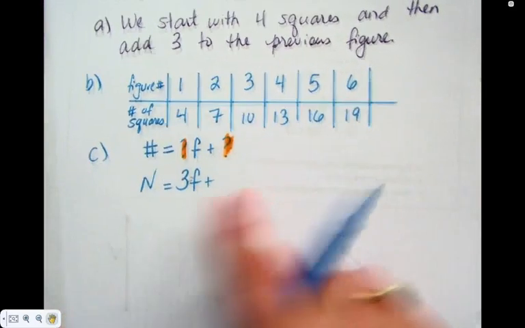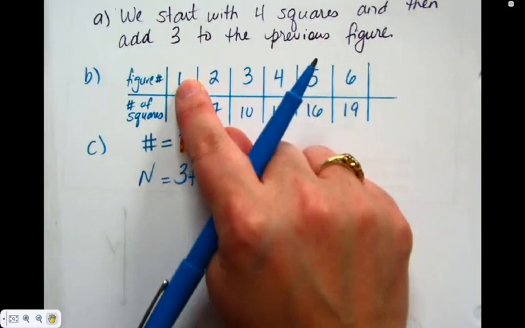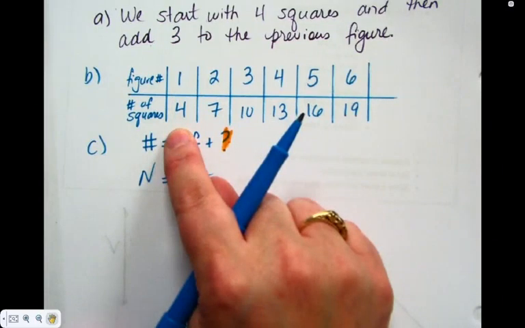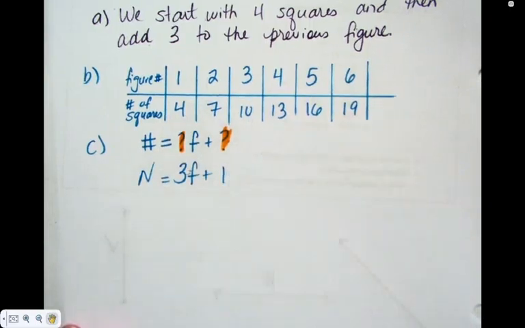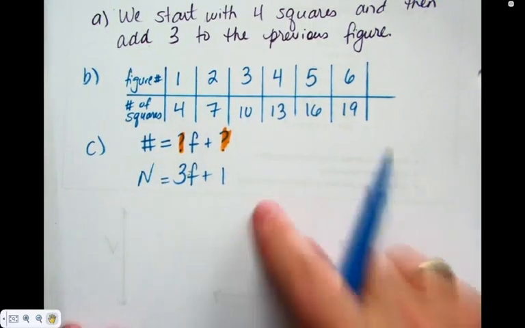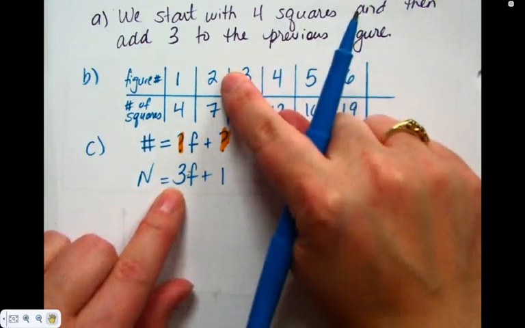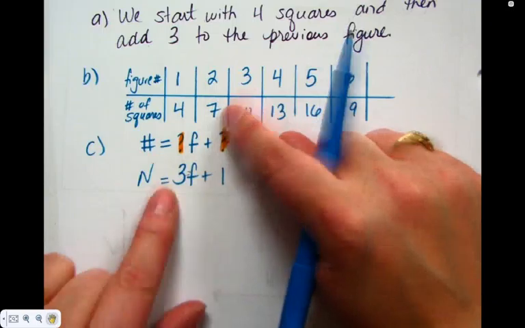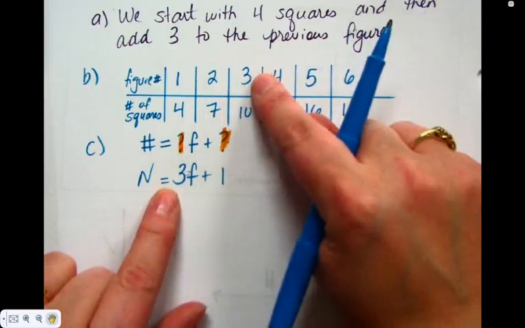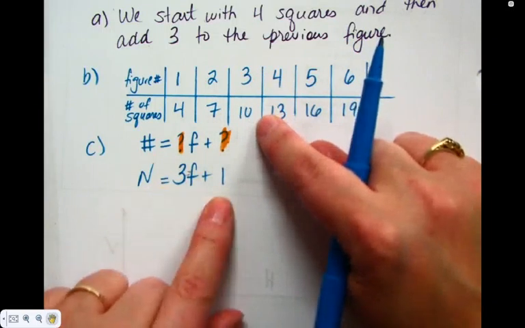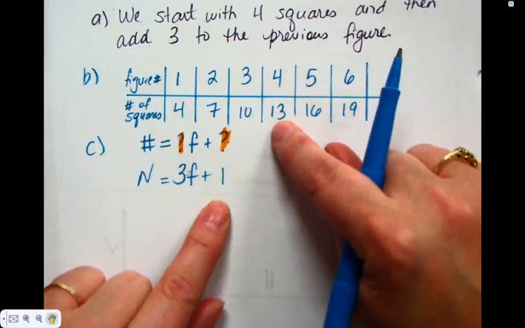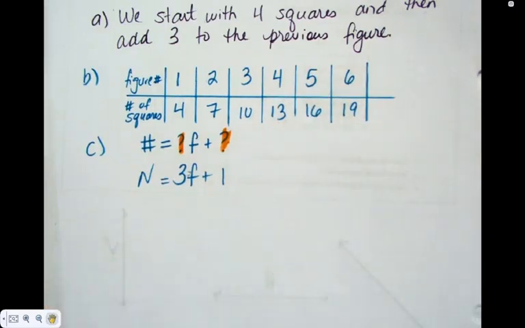What we're adding here, we just need to figure out what do I need in order to get each of these patterns. So if I take 3 times 1, what does that equal? But I have 4 here. So what do I need to add to 3 to get 4? 1. Let's just double check it with the second one. If I take 3 times 2, what do I need to add to get 7? 1. If I take 3 times 3, to get 10, I need to add 1. 4 times 3 plus 1 is 13. They're always going to work that way.